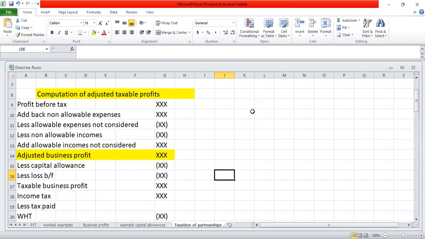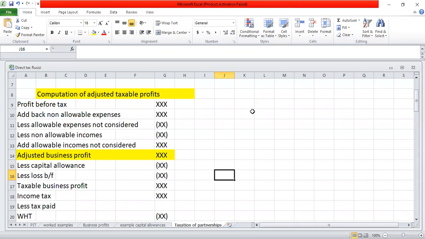Then look for those expenses which were not deducted, but those expenses are allowed for tax. Then check the incomes and find out the incomes which were added, but those incomes are not allowed for tax. Look for the incomes which were not added, but the incomes are allowed for tax. Then you're going to get your adjusted business profit.